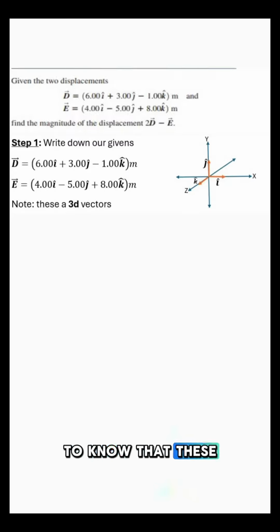It's also important to know that these are 3D vectors. As we can see, there are the unit vectors i, j, and k. And in the diagram here, I just want to show you that i points in the x direction, j points in the y direction, and k points in the z direction.